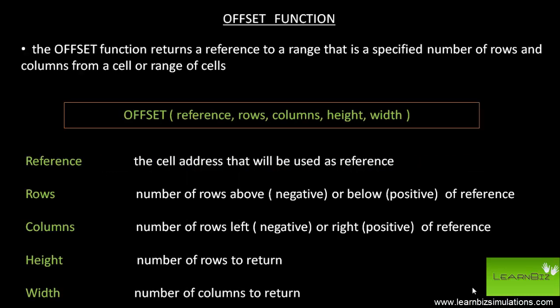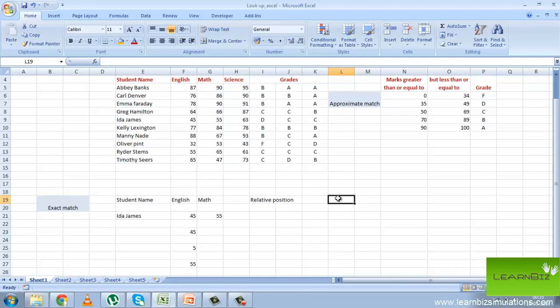Finally, we look at the offset function. The offset function returns a reference to a range, that is a specified number of rows and columns from a cell or a range of cells. It takes 5 arguments. The final 2 arguments are optional. The first argument is the reference cell. Second is the number of rows above or below the reference. The third is the number of columns left or right. And the fourth and fifth arguments specify the range that is going to be returned.